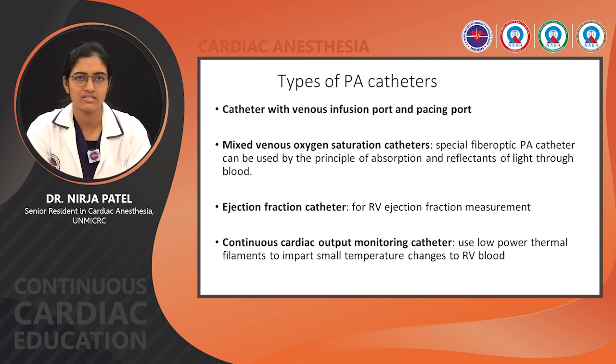Second is the mixed venous oxygen saturation catheter. It uses a special fiber optic filament, working on the principle of absorption and reflectance of light through the blood. Third is the ejection fraction catheter for measurement of RV ejection fraction, and another is the continuous cardiac output monitoring catheter, which also uses a low power thermal filament that detects small temperature changes in the RV blood.